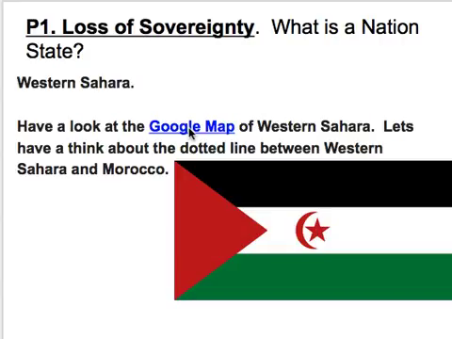Okay, so hopefully you've paused the video and had a look at that Google map. So here you can see, in the case of the Western Sahara and Morocco, Western Sahara attempts to recognise itself as a sovereign state. Unfortunately for Western Sahara, it's not actually recognised as a separate country by the United Nations or by Morocco. It is considered to be a part of Morocco.